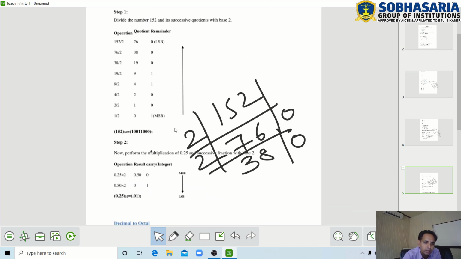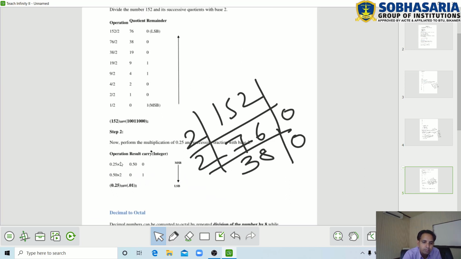How we calculate? We calculate it by multiplying by 2. Why we multiply by 2? Because I want to convert it into a binary number. If we convert it into octal, then we multiply by 8. So 0.25 is multiplied by 2, the result will be 0.50. There is no integer part, so the carry or integer will be 0.